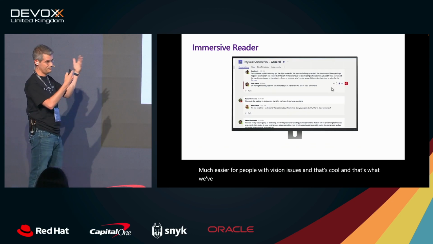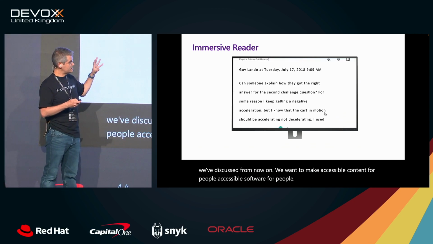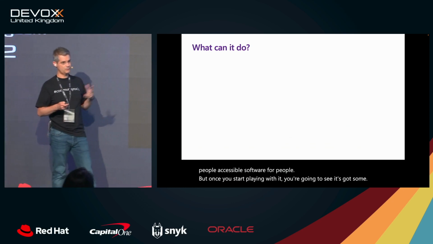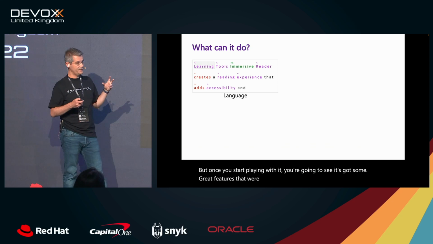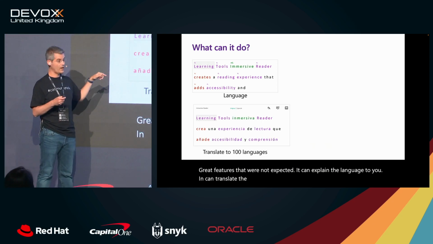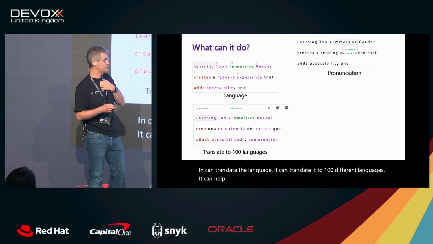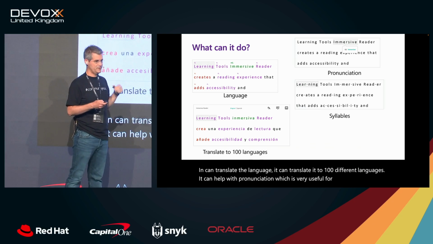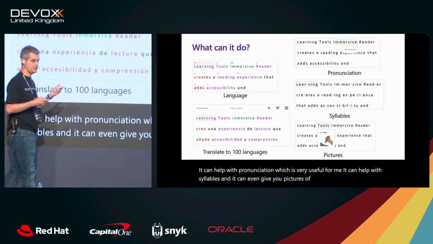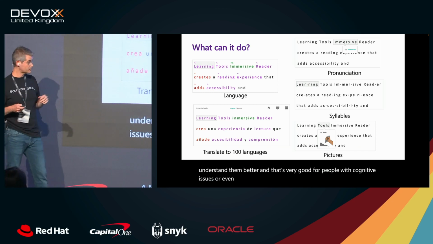You know, we want to make accessible content for people, accessible software for people. But once you start playing with it, you're going to see it's got some great features that were not expected. It can explain the language to you. It can translate the language. It can translate up to 100 different languages. It can help with pronunciation, which is very useful for me. It can help with syllables. And it can even give you pictures of the words, so you can understand them better. And that's very good for people with cognitive issues, or even if you're learning the language.